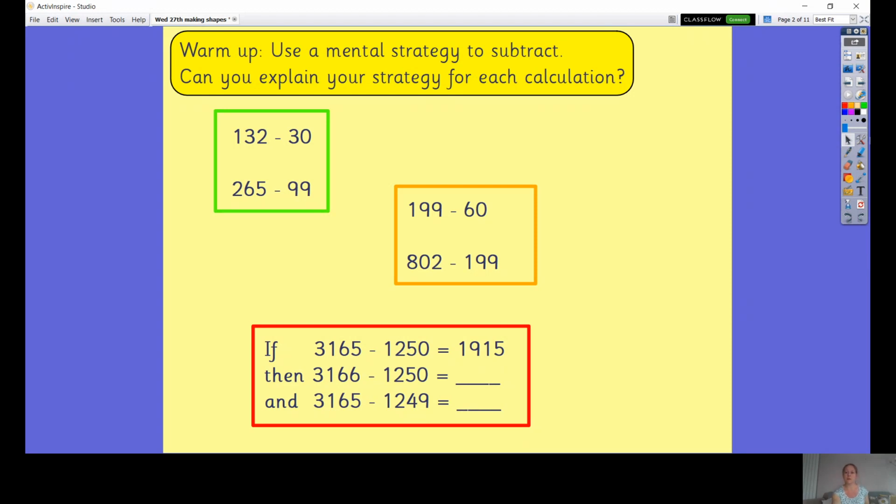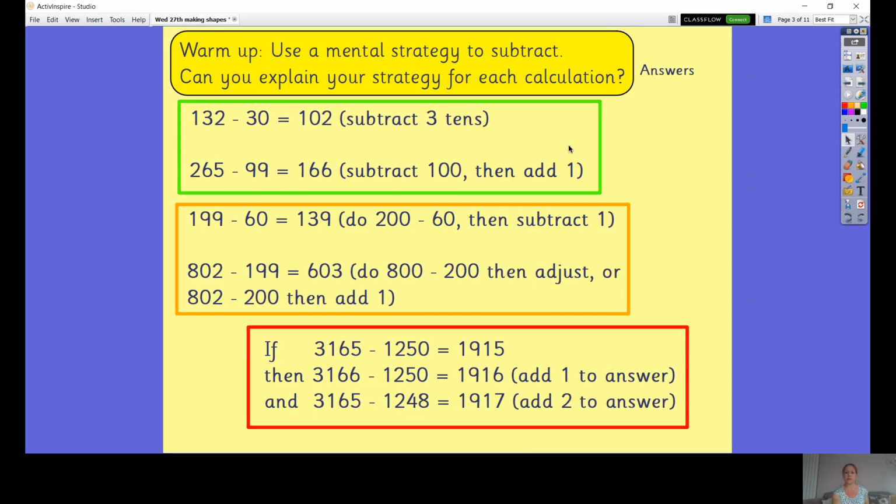Okay, so I'm going to move on to show you how we might do some of these. And you can just have a little look through and see if they are the same as yours. So for example, we'll just talk about the first couple, 132 take away 30, I would just take away the tens. I would subtract the tens there, which would leave me with 102.